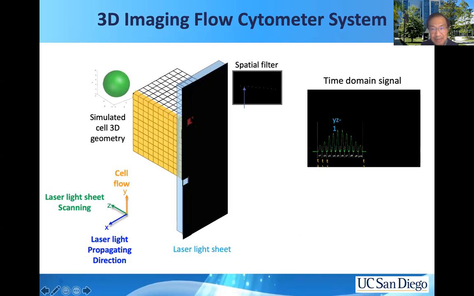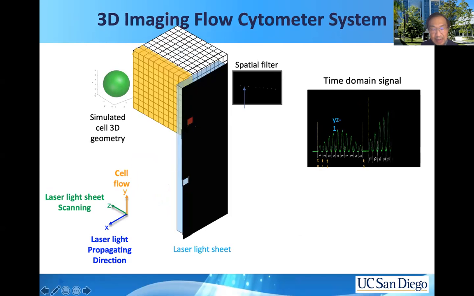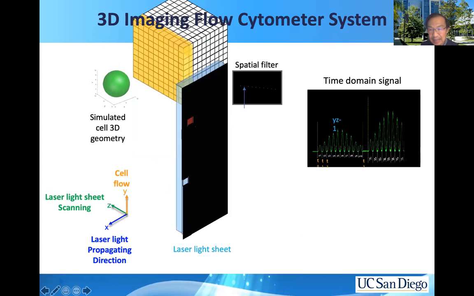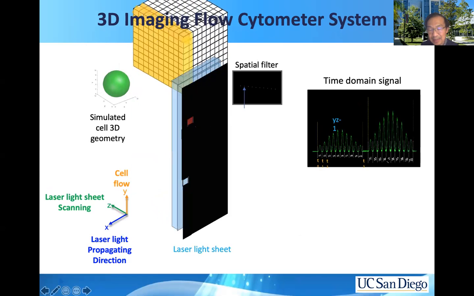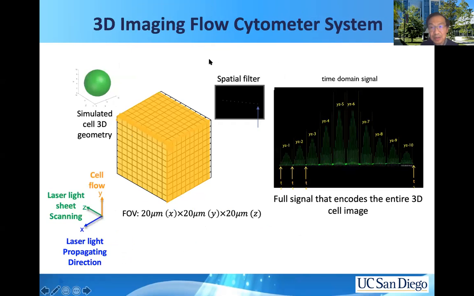The same process repeats as the scanning beam scans through the flowing cell, and that generates the second set of signals corresponding to the image of the second cross-section. This process goes on and finally covers the entire three-dimensional volume, and this is the entire signal pattern.